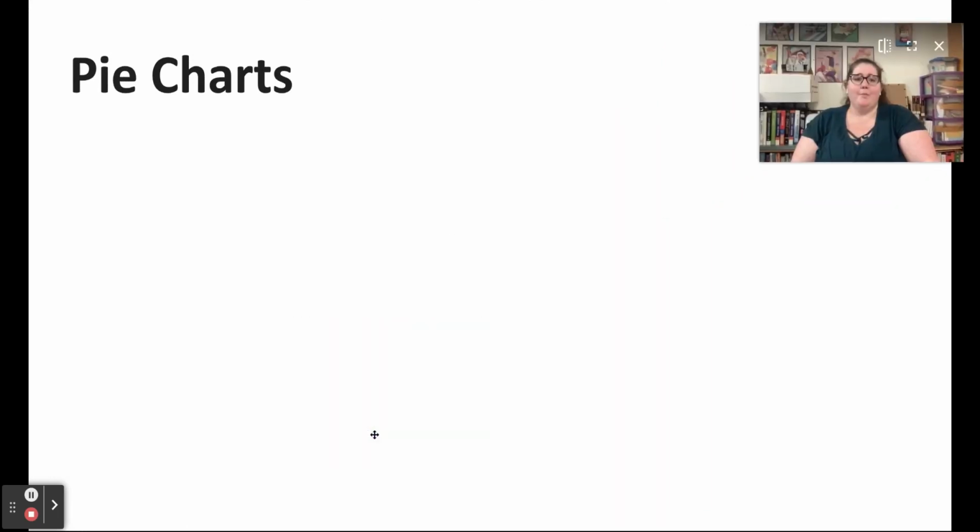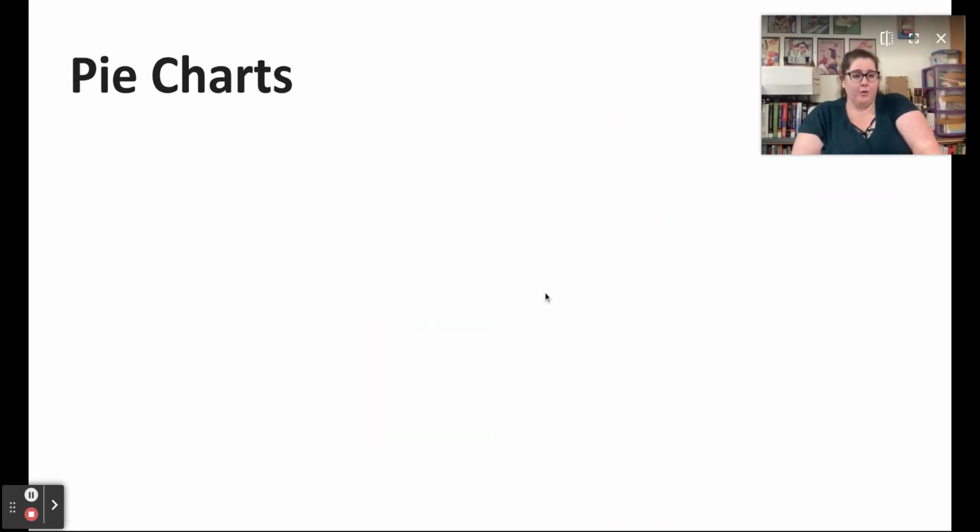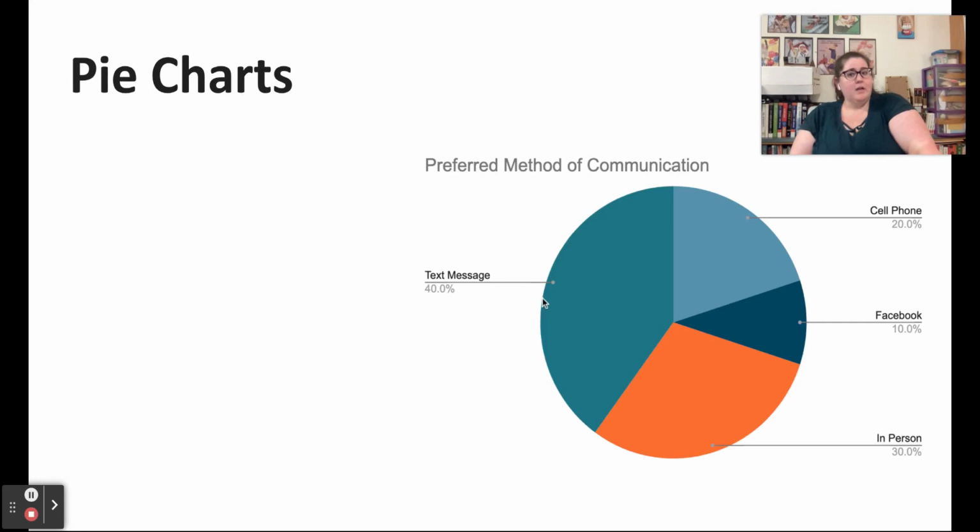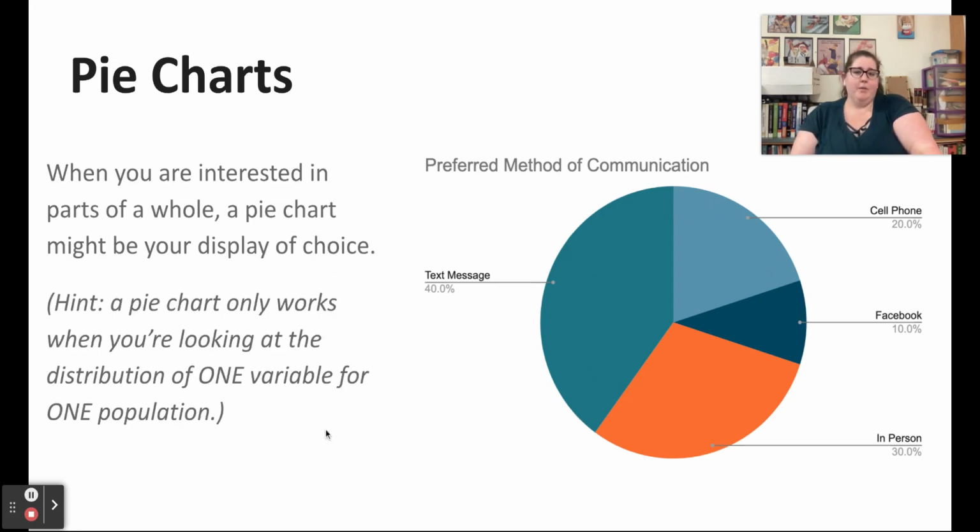Another way that we have to represent categorical data is with a pie chart. A pie chart, or circle chart, is drawn like a circle, and then we have the percent of each section displayed visually by what percent of the circle is taken up. When you're interested in parts of a whole, a pie chart might work for that.